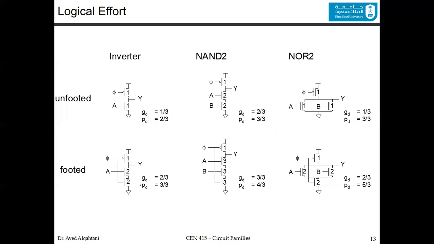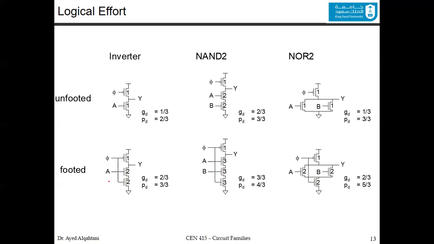Now, if you add the foot, what happens is you are introducing a new transistor in the series, which means that the sizing will be more. Now in the pull down, instead of 1, you have 2 and 2. Instead of 2, 2, you have 3, 3, 3. Instead of 1 and 1 in parallel, we have 2, 2, and 2. And this affects the logical effort and the parasitic as well.